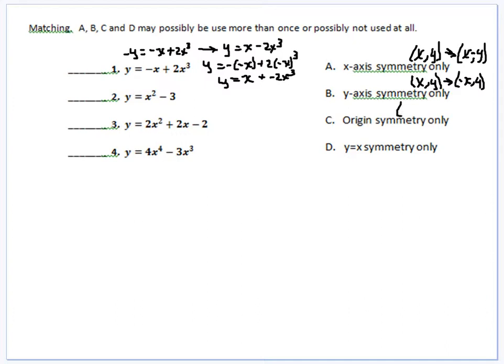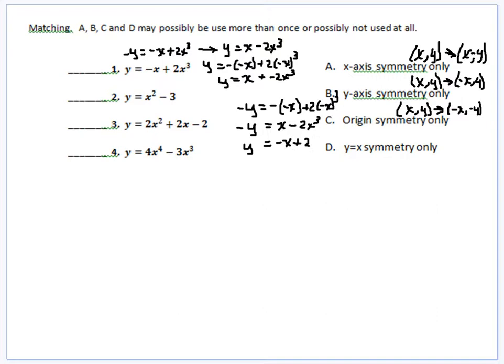Origin is when you switch them both, where x, y becomes negative x, negative y. Okay, so I'll plug that one in. So I got negative y, and then negative negative x, and then 2 times negative x cubed. So that's still negative y. 2 negatives on that x makes it a positive. 3 negatives on that x makes it a negative. I'm going to multiply by negative 1 to solve for y. And sure enough, origin made that one go back.